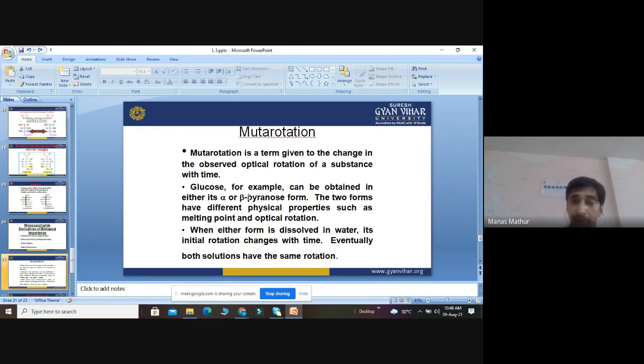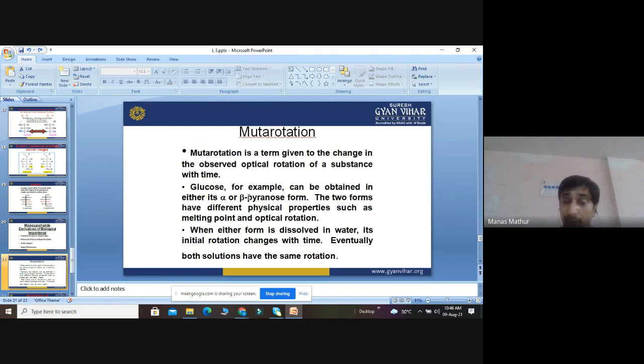The two forms have different physical properties, because here we have changed the optical rotation of the molecule. So they will change their physical properties, and they will have different melting point and optical rotation. Because of this change in the optical rotation at certain angles, the structure, both physically and chemically, of the compound is changed, and that phenomenon is called mutarotation.